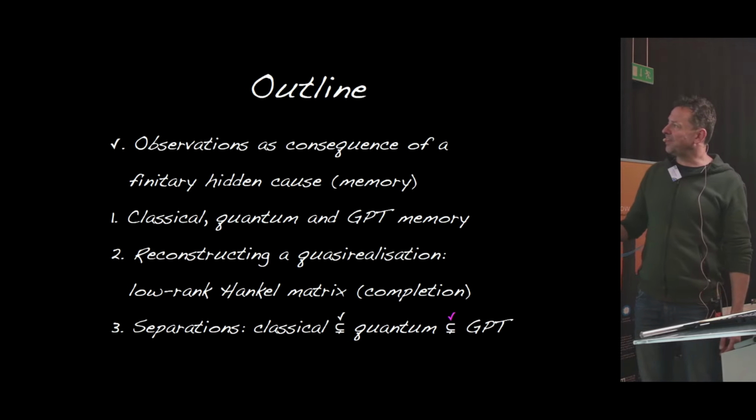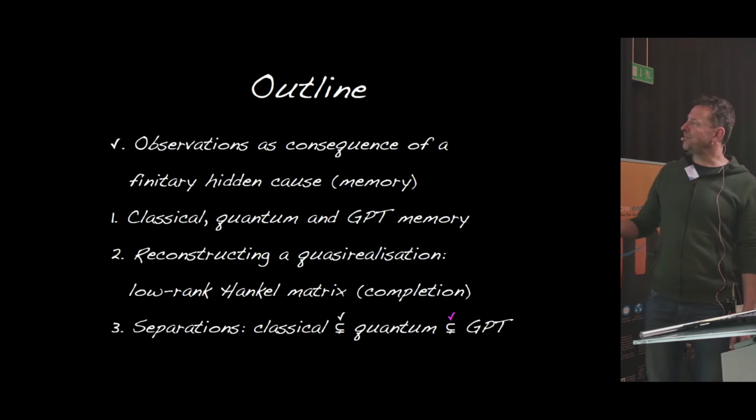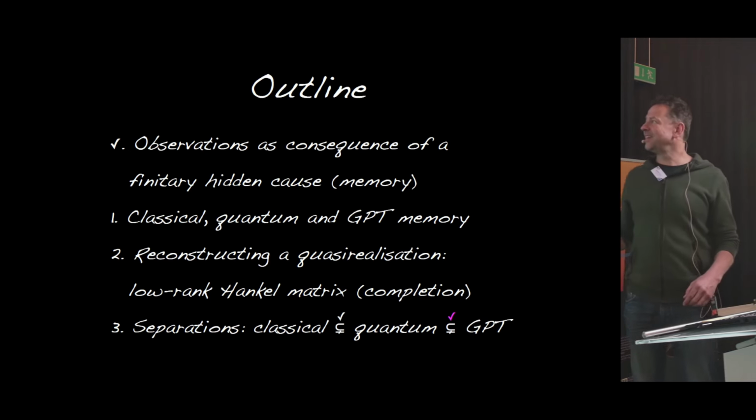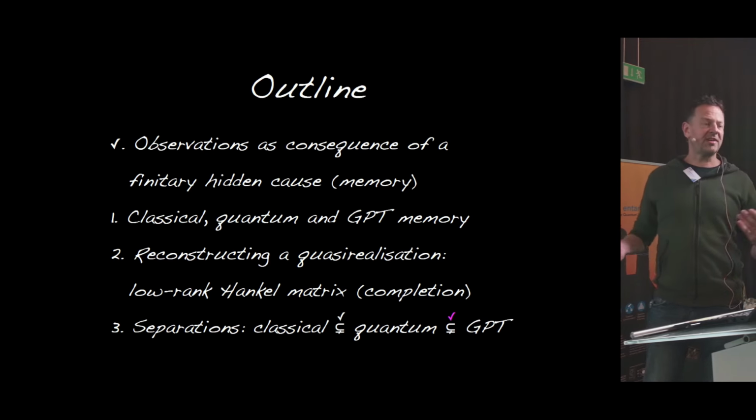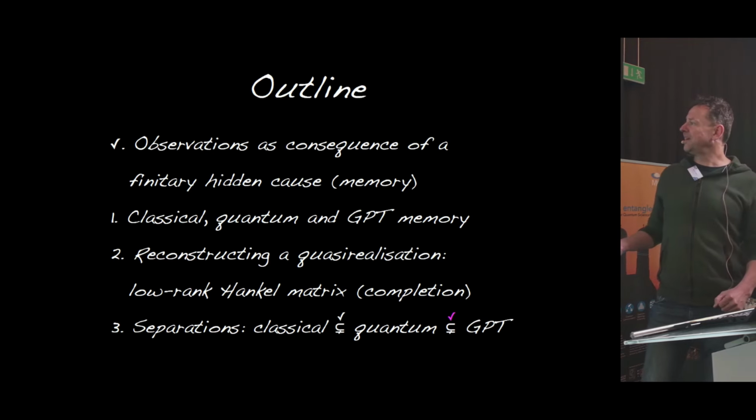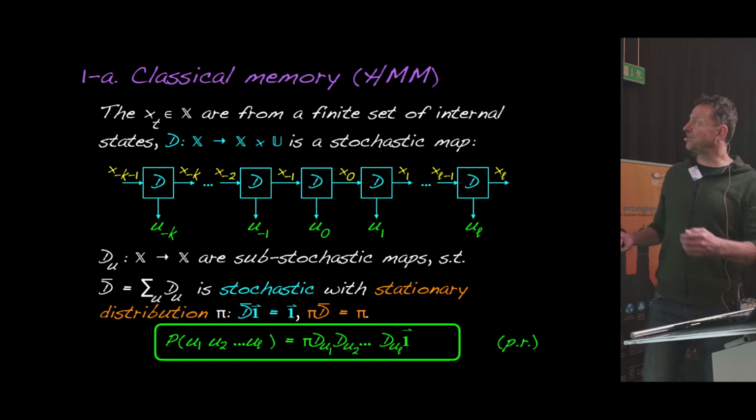Okay, so the rest of the talk has three sections. I want to discuss classical, quantum and very general memories, and then a little bit of mathematical theory of linear algebra and convex structure. And then the last thing, which is the main thing, I want to show that these different levels of explanation have strictly different power. So let's just go into this.